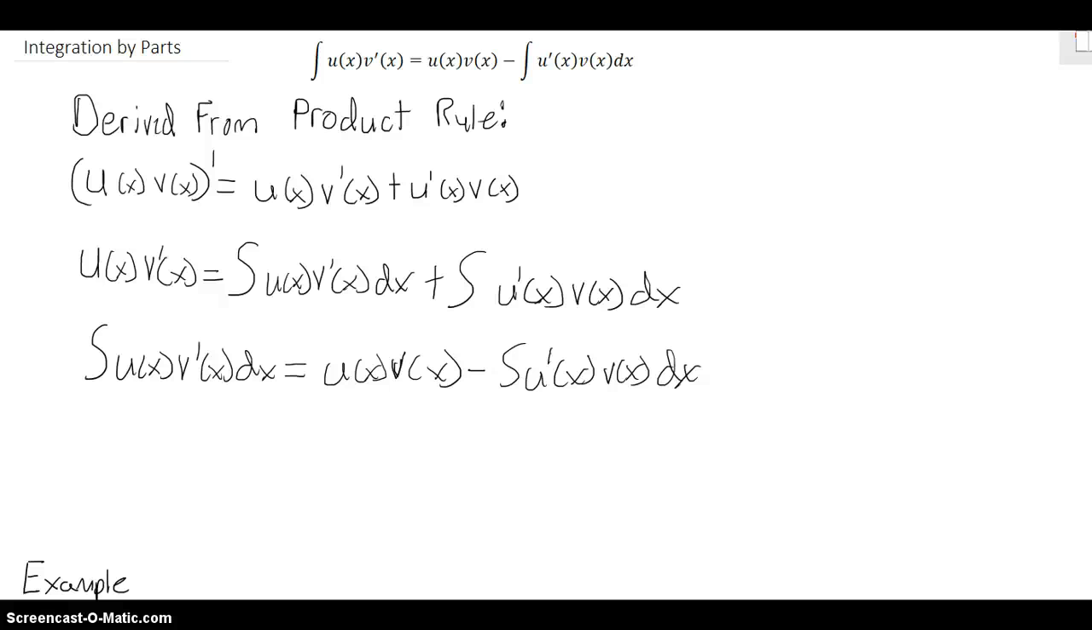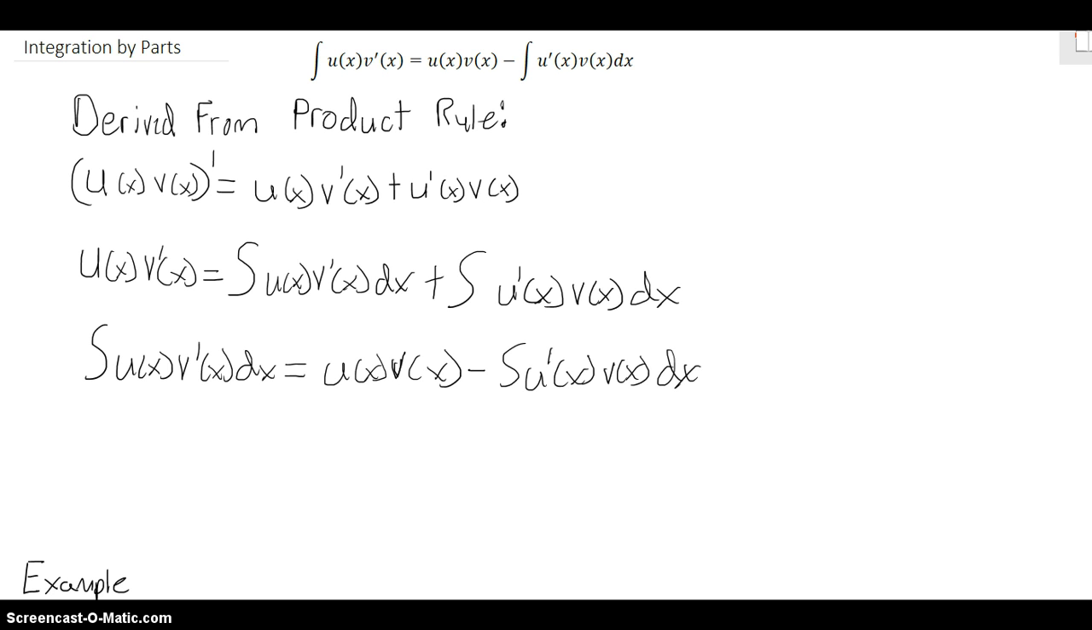So this video that I am doing is about integration by parts. To begin, integration by parts has a specific formula, as you can see on the very top here. And this integration by parts formula is derived from the product rule.